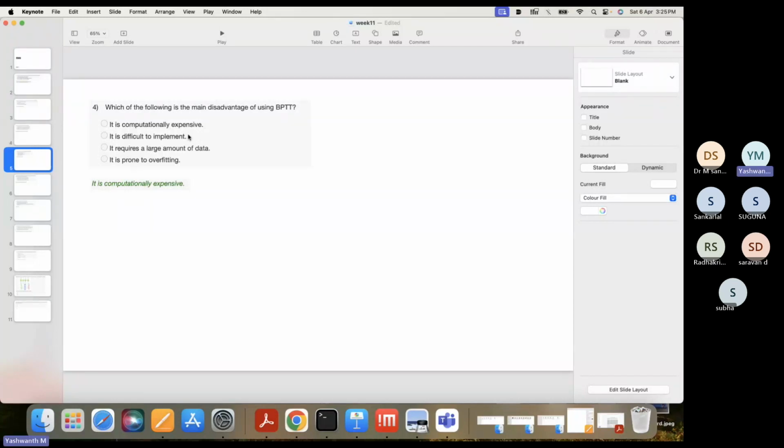It's not difficult to implement because it is very easy. You just need to store WX, WH, that's all. And it is independent of the data. It is prone to overfitting. That is a very general statement. Anything is prone to overfitting depending on the data, right? Yeah, you pick whatever is the most appropriate.